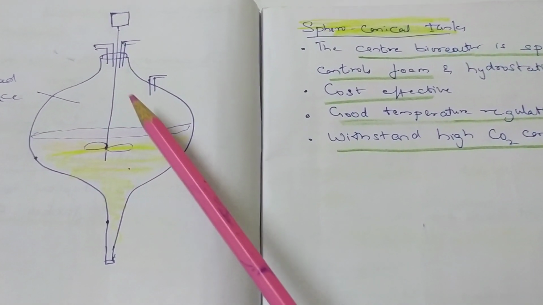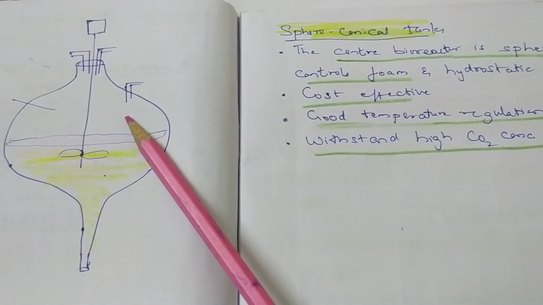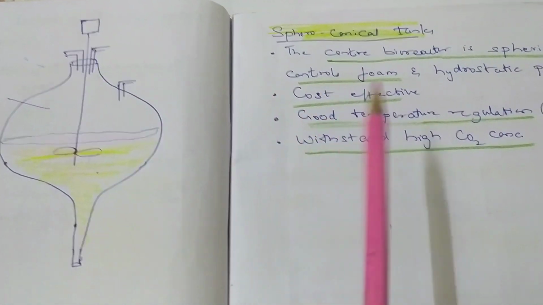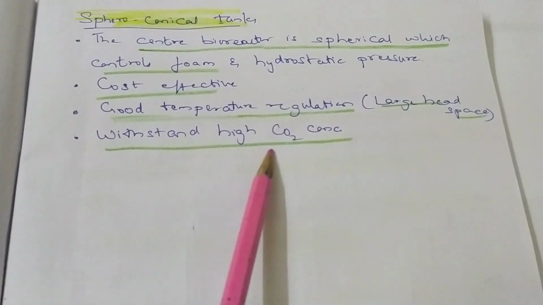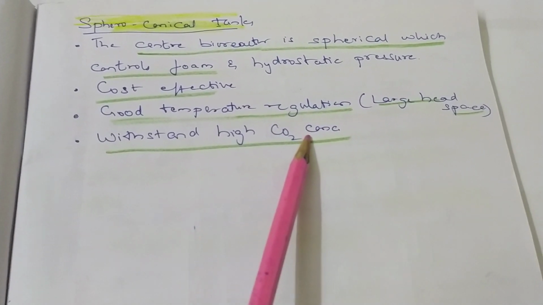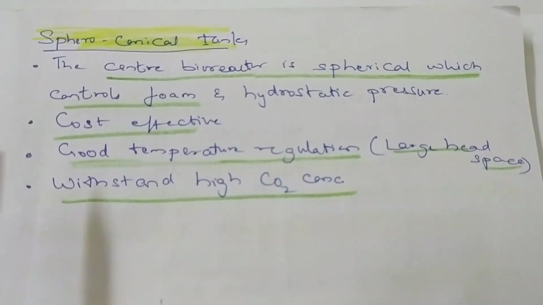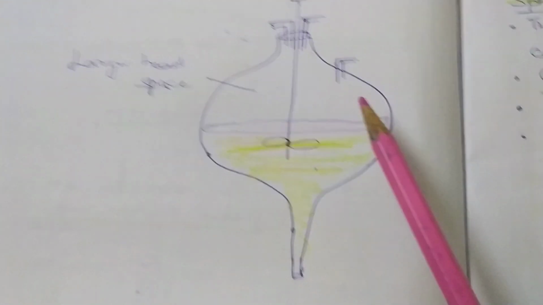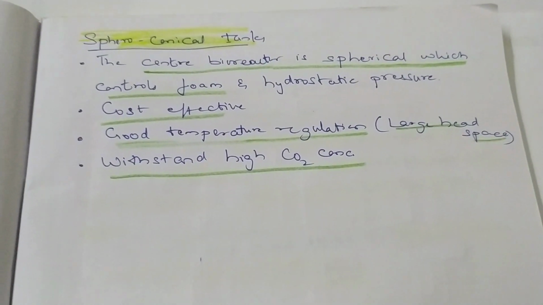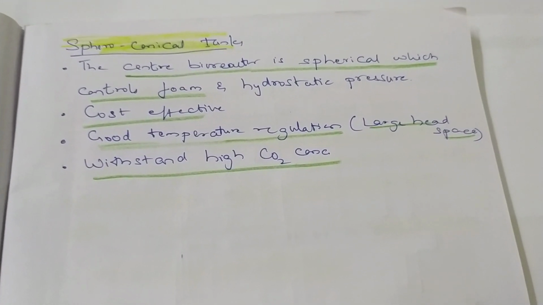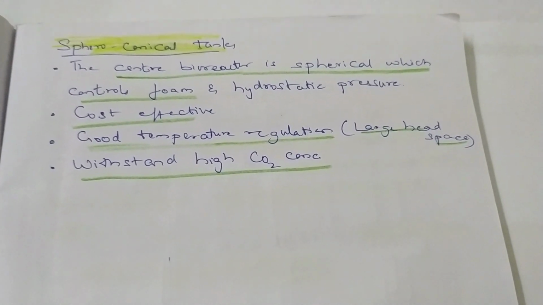So cooling will be very fast. Temperature regulation is easier. There is no need for jackets, all those things. Headspace is huge, cost effective. Okay, it maintains the temperature very well. It sustains high carbon dioxide concentration with no pressure. In the previous one, hydrostatic pressure will destroy the cells and all; here, it is not that much. It also easily controls the foam. So foam control, hydrostatic pressure, everything is a very positive aspect of the spheroconical tanks. Okay, so it's one of the recommended batch type bioreactors which are used in many of the industries.